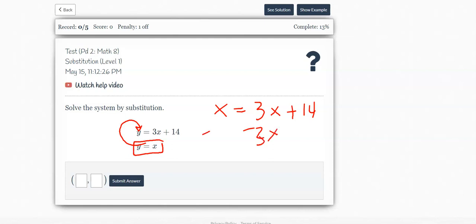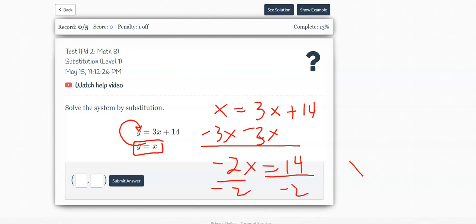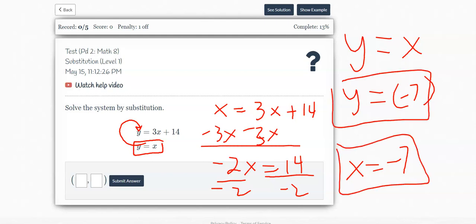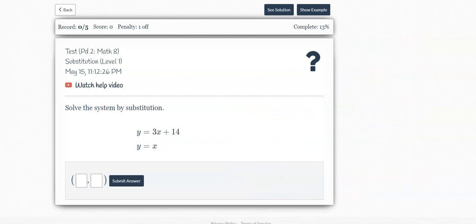Subtract 3x from both sides. Divide both sides by -2. And I get x is -7. But now I have to replace that in this sentence here. If x is -7, I erase and replace. And it looks like I have a repeat. X and y are both -7. So let's type that in here.